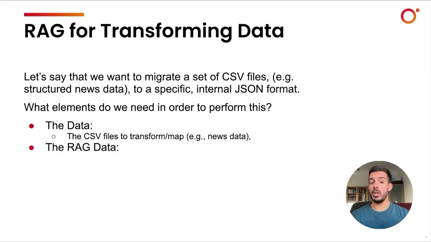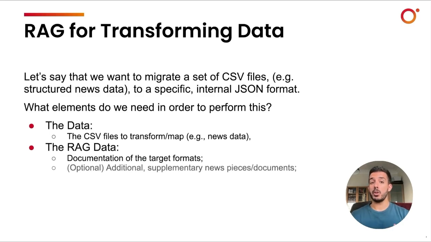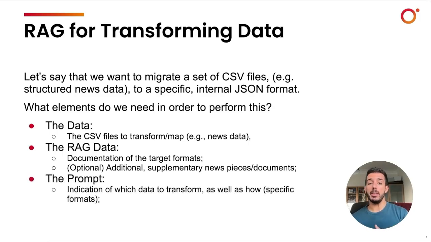Then, the data for RAG are going to be documentation of the target formats if we possess those, and optionally, any additional or supplementary news pieces or documents that provide additional context or guidelines for that conversion. And then the prompt can be something like an indication of what data we want to transform, as well as how. What are the specific formats, what are the mappings between fields, or just criteria for the LLM to decide this on its own if you wanted it to do its own thing.